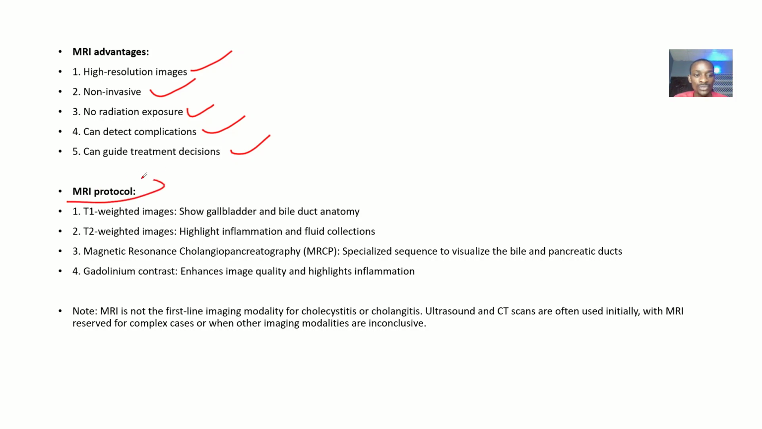So the MRI protocol is just about which special MRI you need to do depending on what you're trying to find out. You have the T1 weighted images. This one will show the gallbladder and bile duct anatomy. We have the T2 weighted images. This one will highlight the inflammation and fluid collections. We have the magnetic resonance cholangiopancreatography. This one is a specialized sequence just to visualize the bile ducts and the pancreatic ducts. Then we have the gadolinium contrast. This one will enhance the image quality and highlight inflammations too.